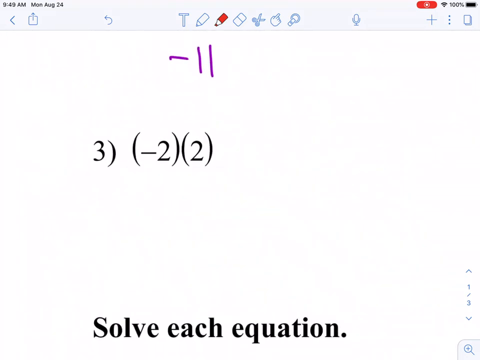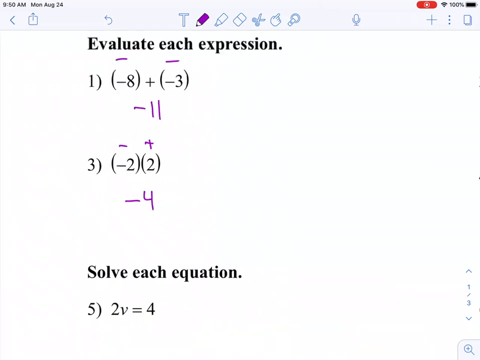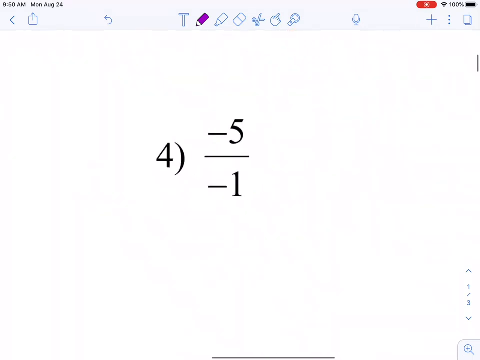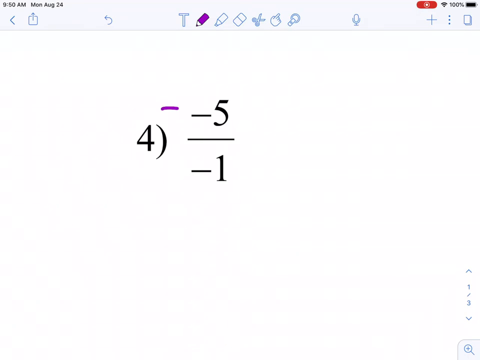In number 3, we're multiplying. When we multiply, if our signs are different, our answer is negative. So we do 2 times 2 to get 4. Our signs are different, so we get -4. And in number 4, when we're dividing, our signs are the same, so our answer is going to be positive, and 5 divided by 1 is 5.